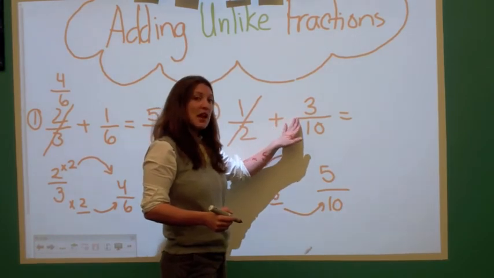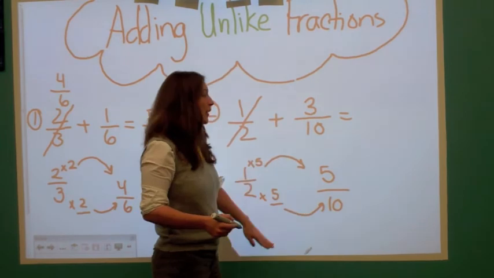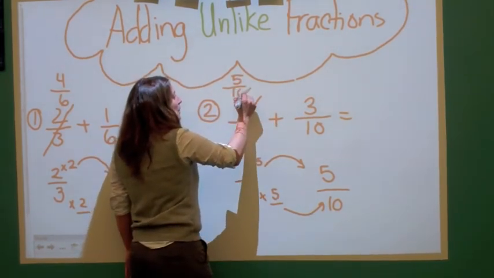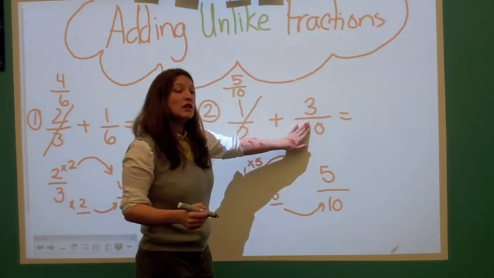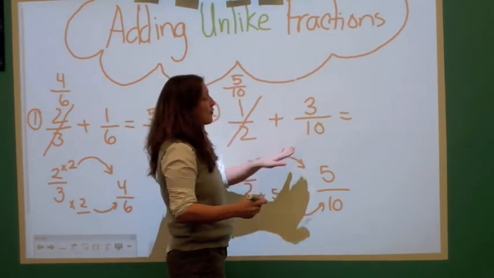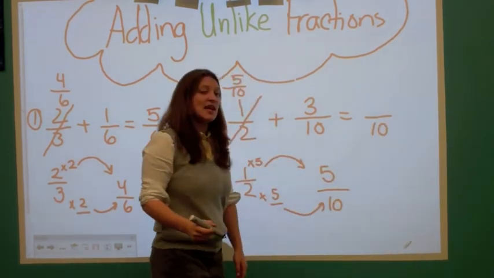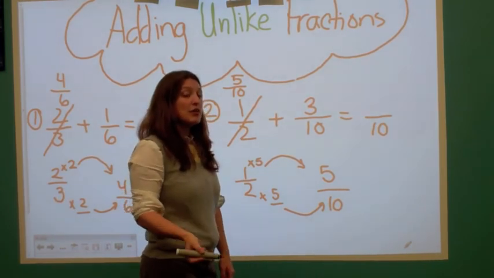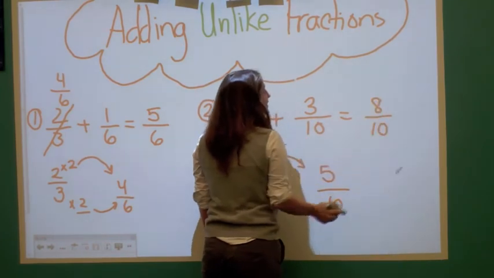5/10 and 3/10 are like fractions because they both have 10 in the denominator. I'm going to write my new equivalent fraction up top. And now I can add these two like fractions together. So 5/10 plus 3/10. I know that my denominator stays the same since they're like fractions. And all I do is I add my numerators. So 5 plus 3 gives me 8.